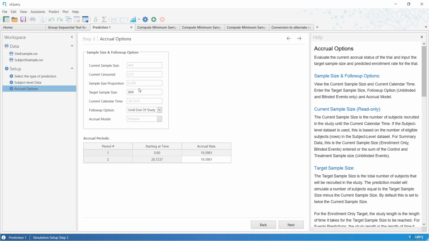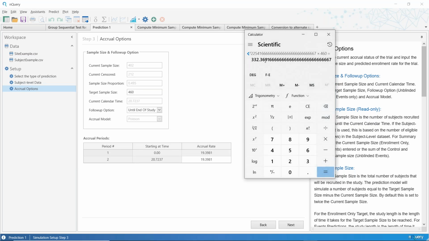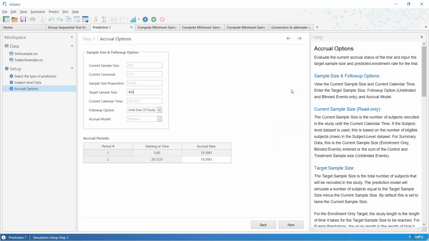I think the big thing to take away from this first set of information, this accrual options thing, which is based on the real data, is that the current sample size is 402. So as we'll see in the next screen, we've basically reached the interim analysis. We have 187 events, but the current sample size is 402, which is fairly substantially higher than the 332 that we were expecting.